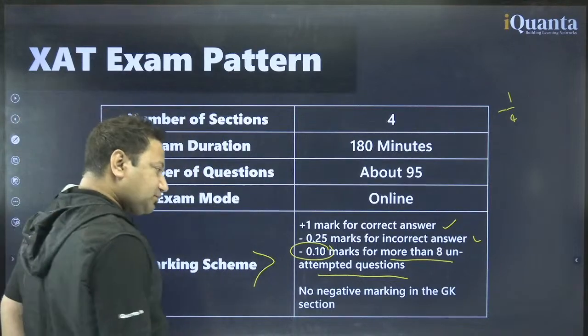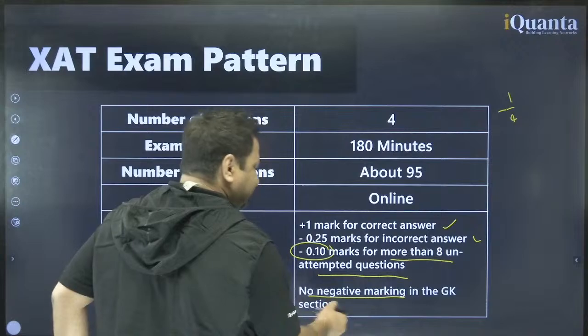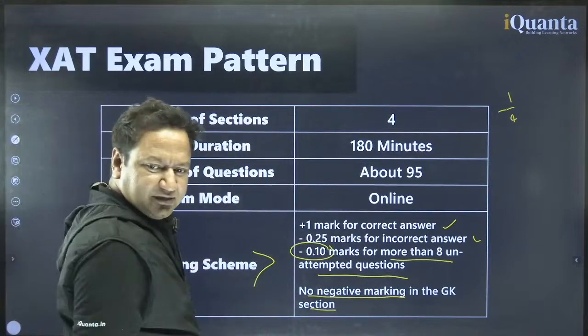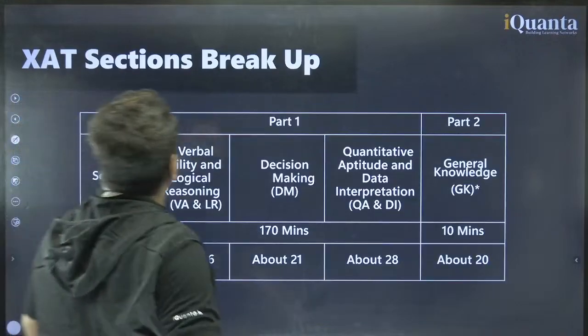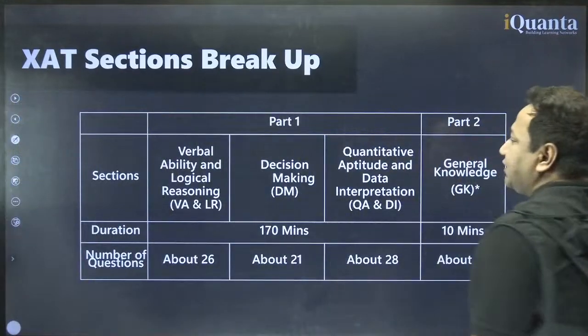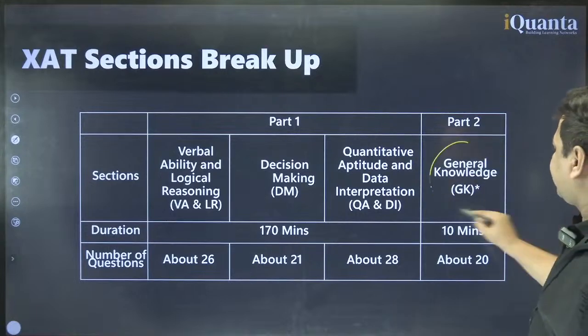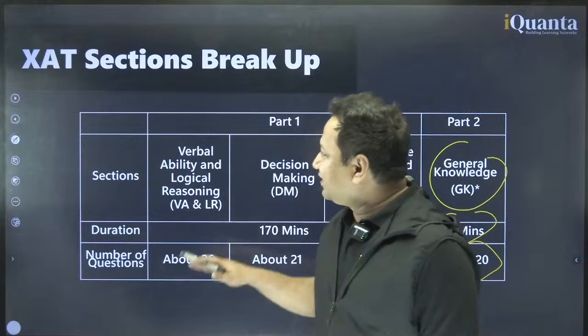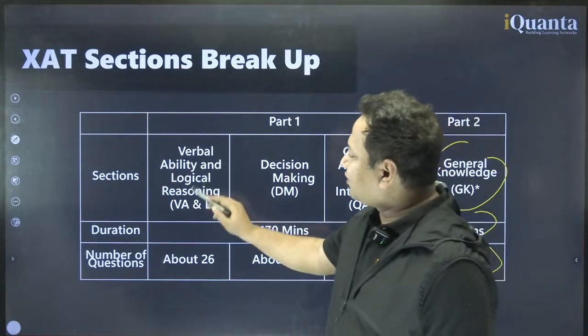Okay. No negative marking in the GK section. That is also important. So a kind of complex structure is there. Coming to the next one, the sections breakup. Part 1, part 2. Part 2 has GK, 10 minutes, about 20 questions. Everything is approximate, nothing is confirmed.